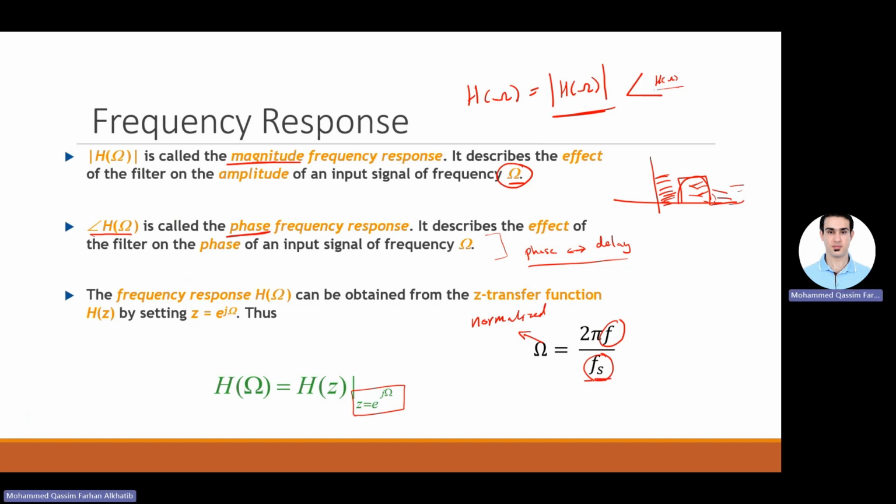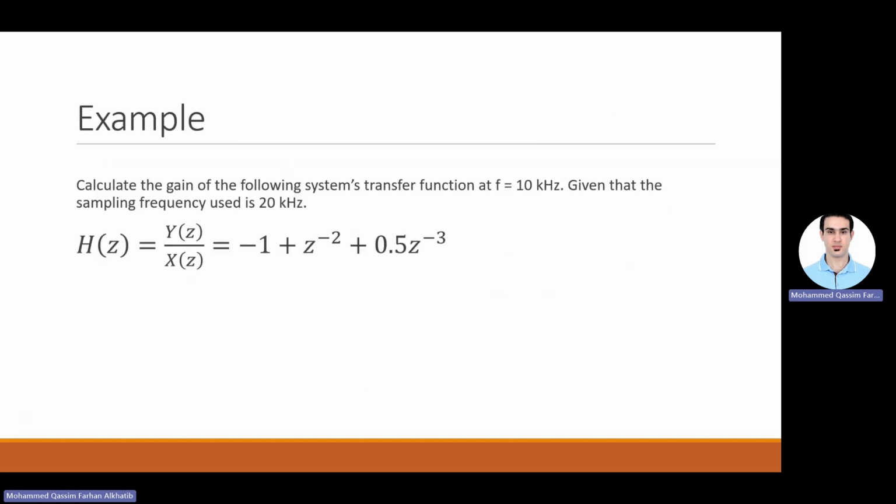Normalized because I'm dividing over the sampling frequency. Typical example, I'll give you a certain filter or a certain Z transform and ask you to find the amplitude of that filter. And this one is given by this example here. So calculate the gain of the following system transfer function at f equal 10 kilohertz, given that the sampling frequency used is 20 kilohertz. So this one here is given in terms of Z transform.